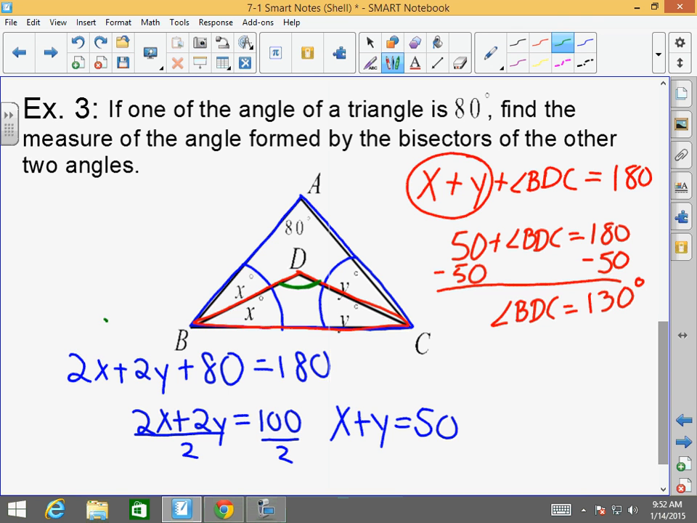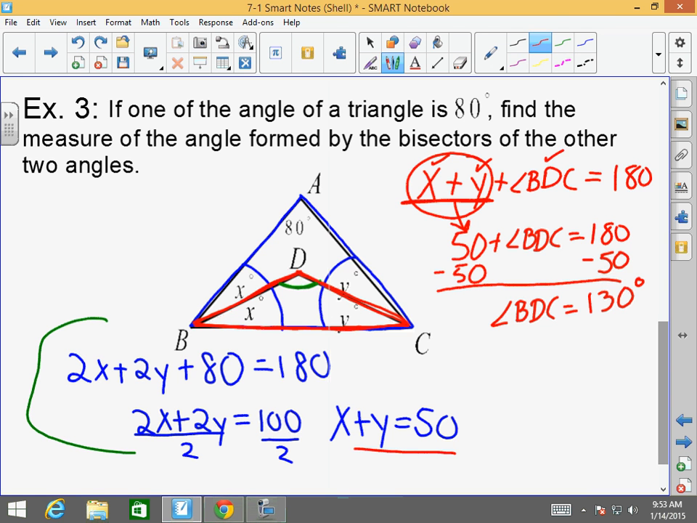We understood how to do this blue part. Awesome. So from here, once we know that x plus y equals 50, here in red, isn't this triangle composed of angle x plus angle y plus angle BDC? And don't we know that x plus y equals 50? So then we have 50 plus the angle formed by the bisectors, which is angle BDC, equals 180. Subtract the 50. Angle BDC equals 130.